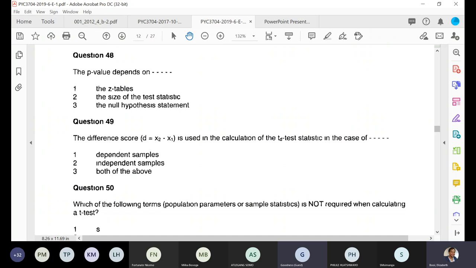The p-value depends on size of the test statistics. Two.